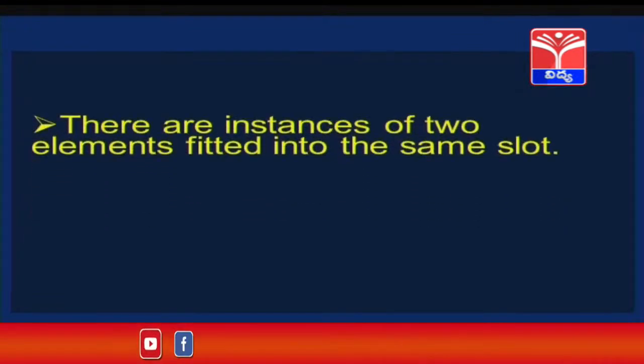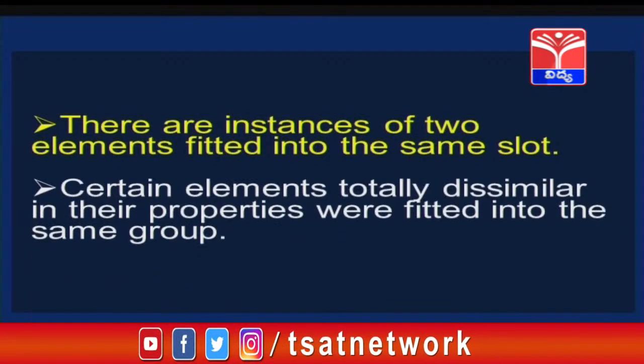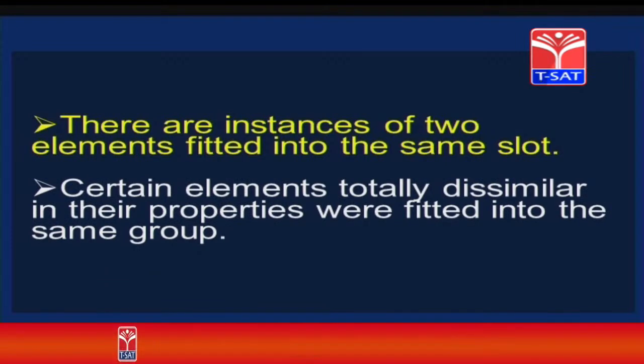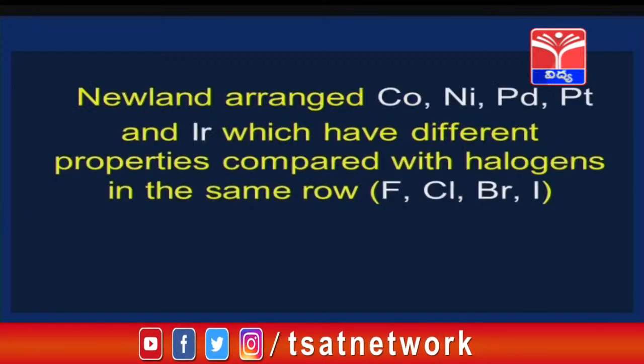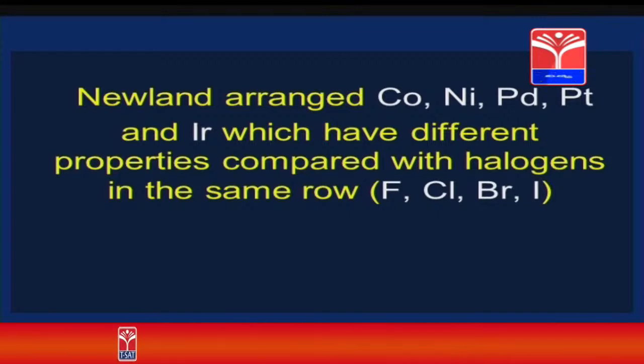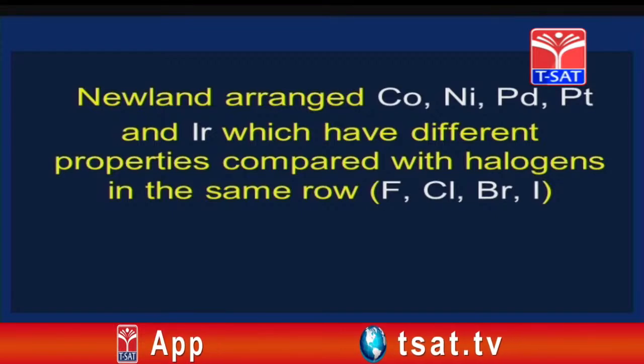Now, we will study the limitations of Newland's law of octaves once again. There are instances of 2 elements fitted into the same slot. Certain elements totally dissimilar in their properties were fitted into the same group. Newland arranged cobalt, nickel, palladium, platinum and iridium, which have different properties compared with halogens, in the same row as fluorine, chlorine, bromine and iodine.